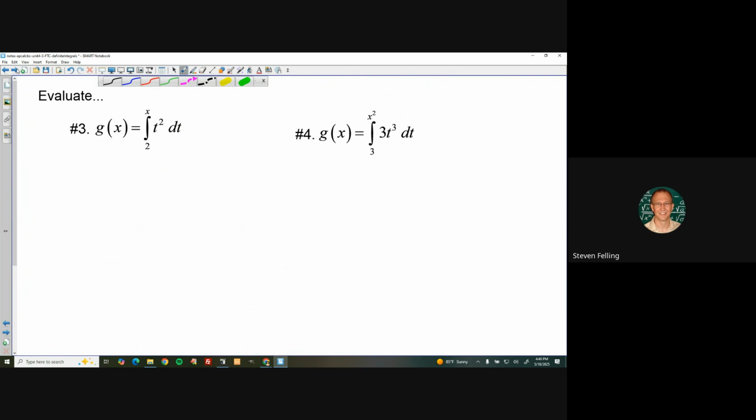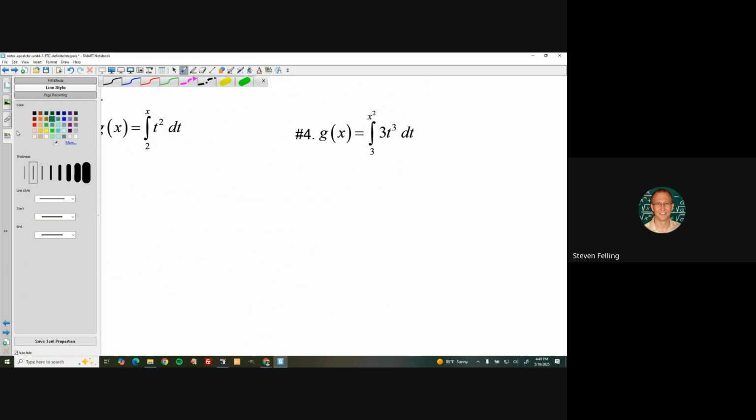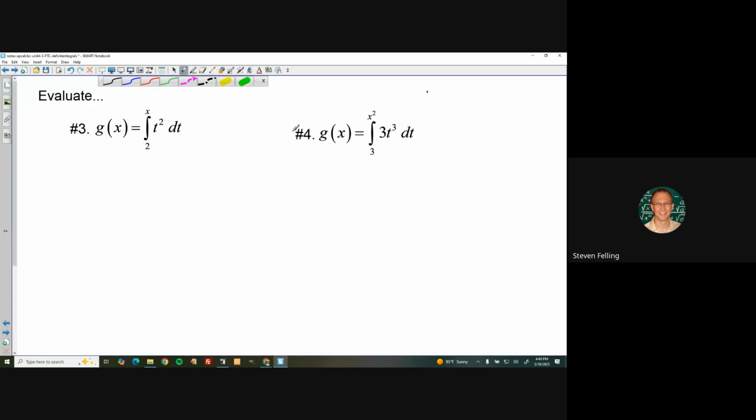Okay, let's go ahead then and take a look at a few more examples of this. Number 3, we've got g of x is the integral from 2 to x of t squared dt. Sometimes we might want to put variables in the limits of integration, these boundaries, in which case we have to use a different letter here. So that's fine, we can do that. If I wanted to evaluate that, I could just do what this says.